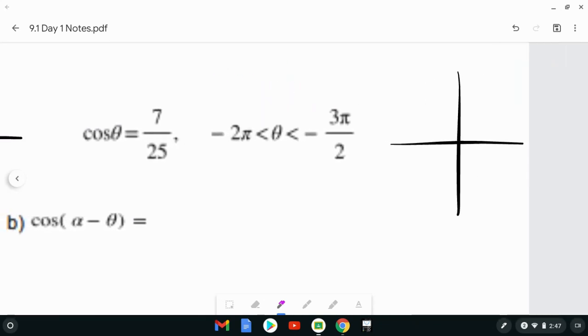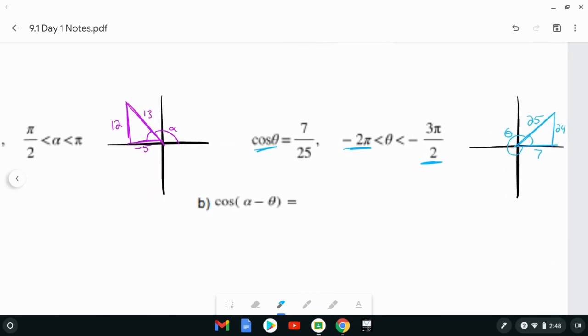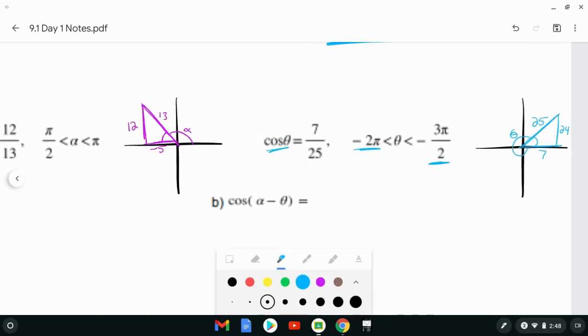For theta, we have it in the quadrant negative 2 pi to negative 3 pi over 2. So again, if we're doing our negative angle measurements, that's going to end up in quadrant 1. So this is theta. We're going to use, again, our reference angle to make that. So cosine would be 7 over 25. And again, this is a Pythagorean triple, so you can find that that third side is 24. And if you don't know that or didn't catch it, the Pythagorean theorem can help you find that.